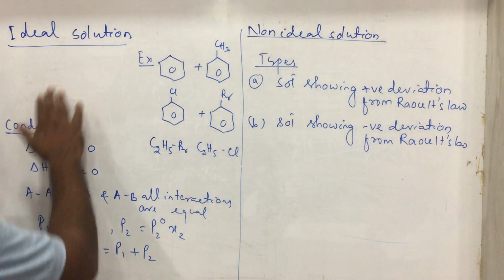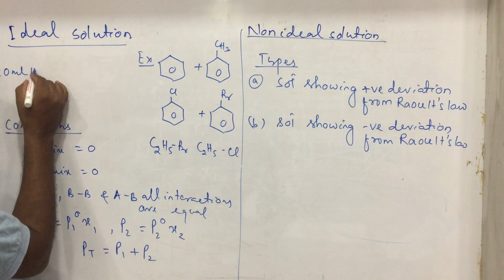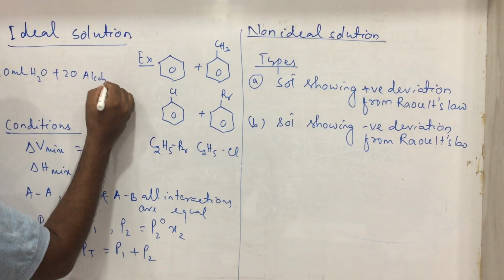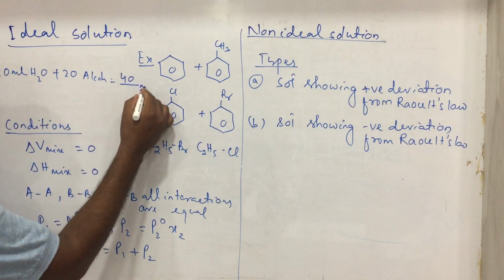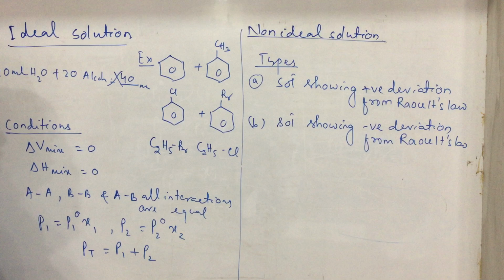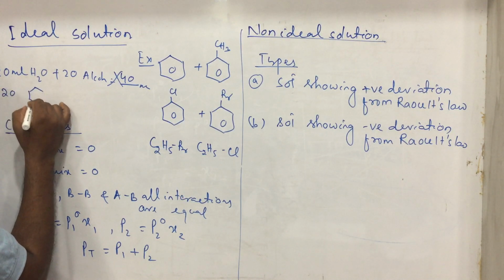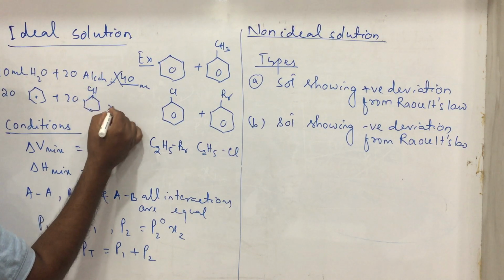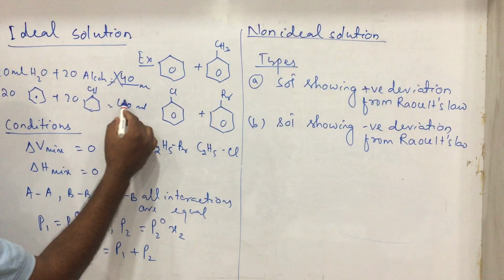See the example. Suppose you take 20 ml of water and 20 ml of alcohol. So what will the final volume be? It will be 40? No. If this is 40, then it is an ideal solution. Similarly, suppose you take 20 ml of benzene and 20 ml of toluene, then what will be the final volume? Is it 40? Yes.